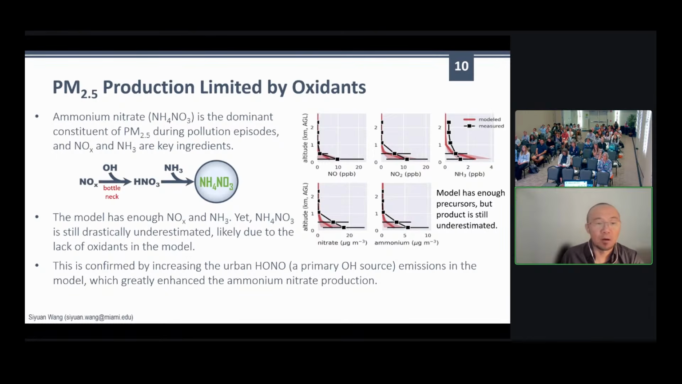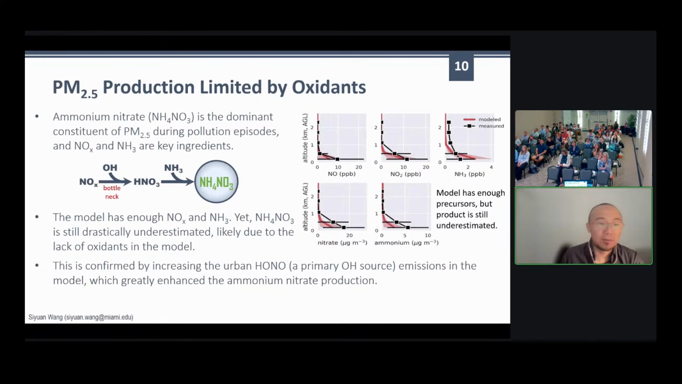So these two are important ingredients. We can see from the vertical profile comparisons that the model definitely has sufficient NOx and ammonia, and actually ammonia is even slightly overestimated. However, if you look at the bottom panel here, ammonium nitrate is still underestimated.